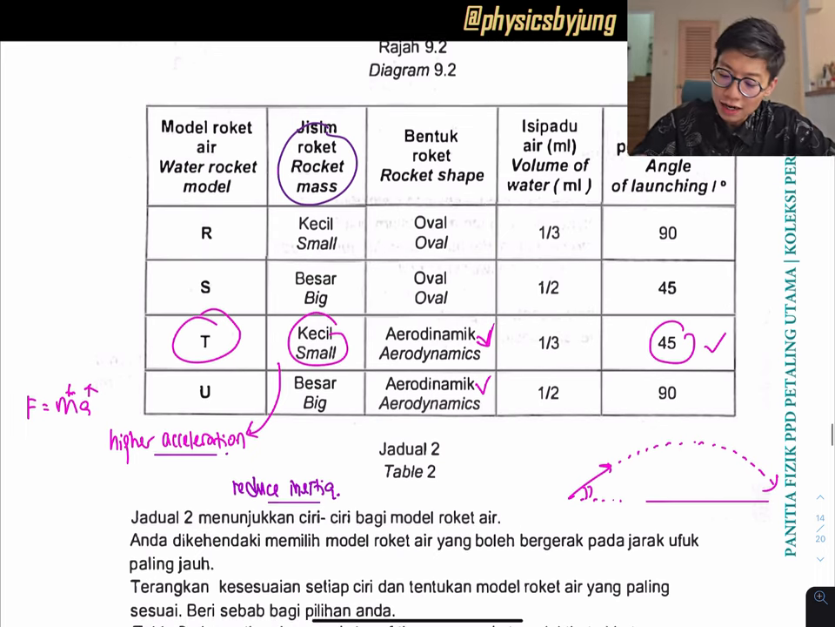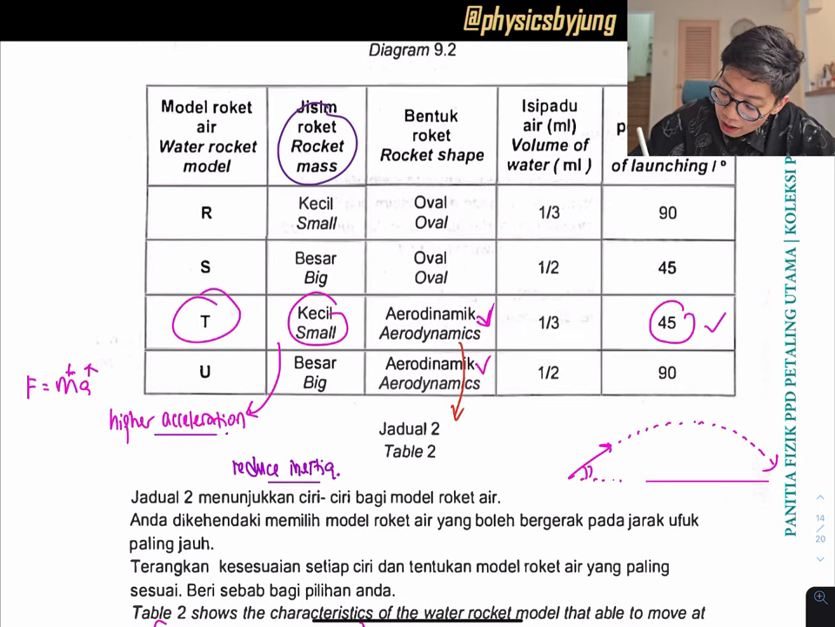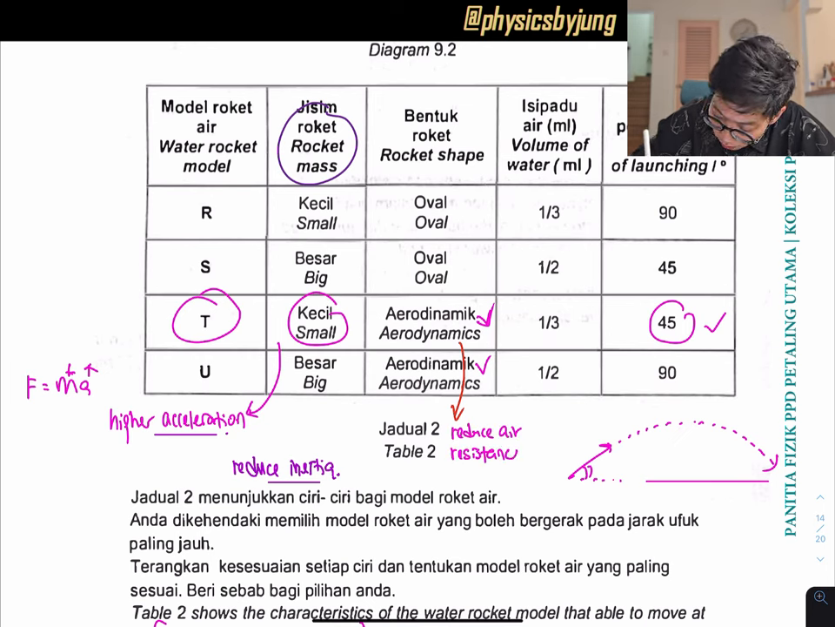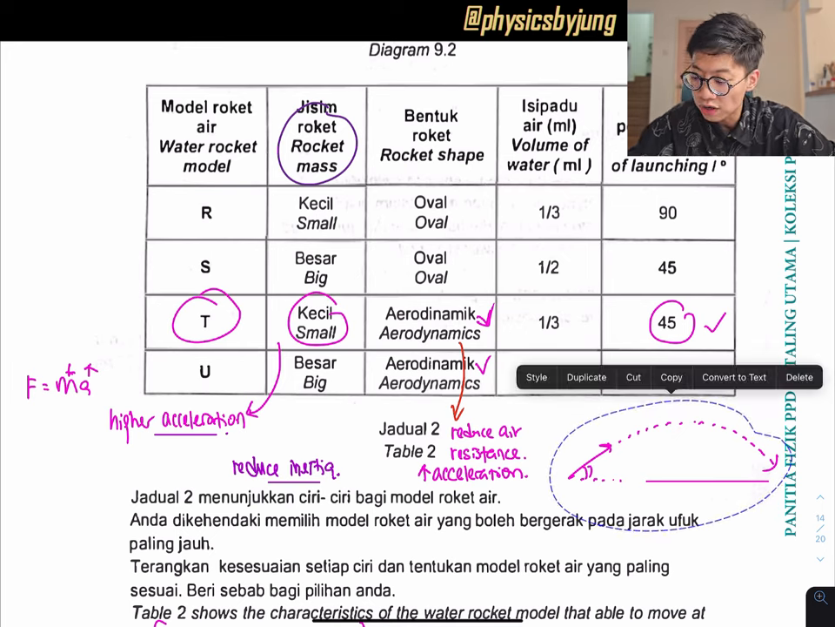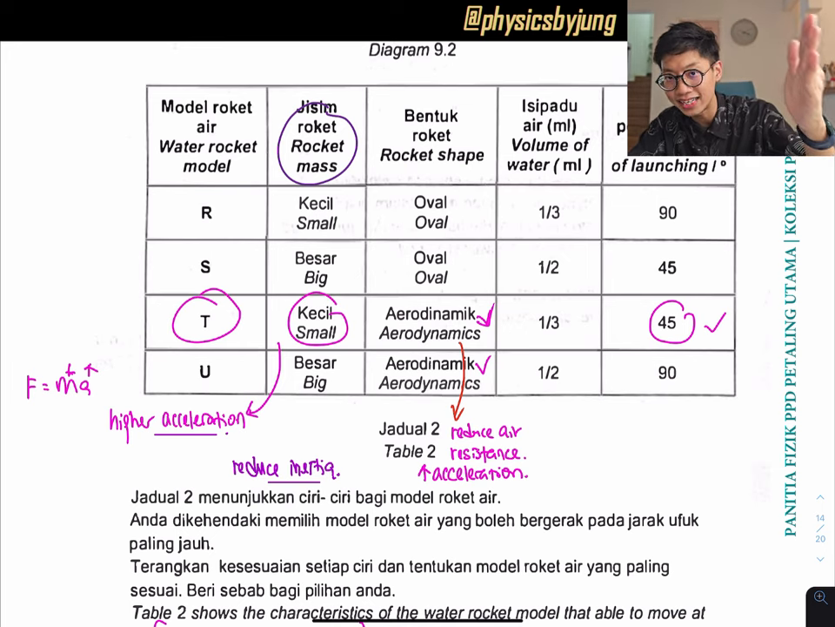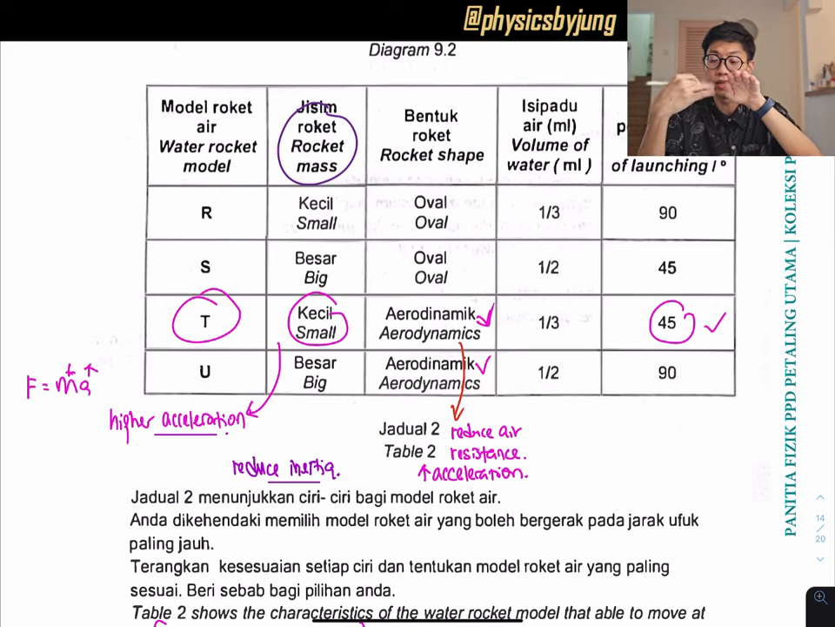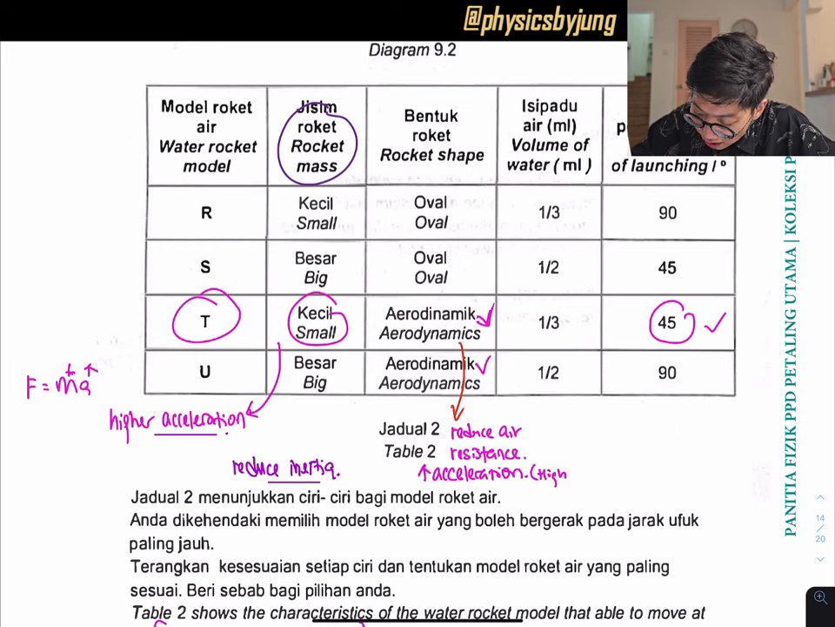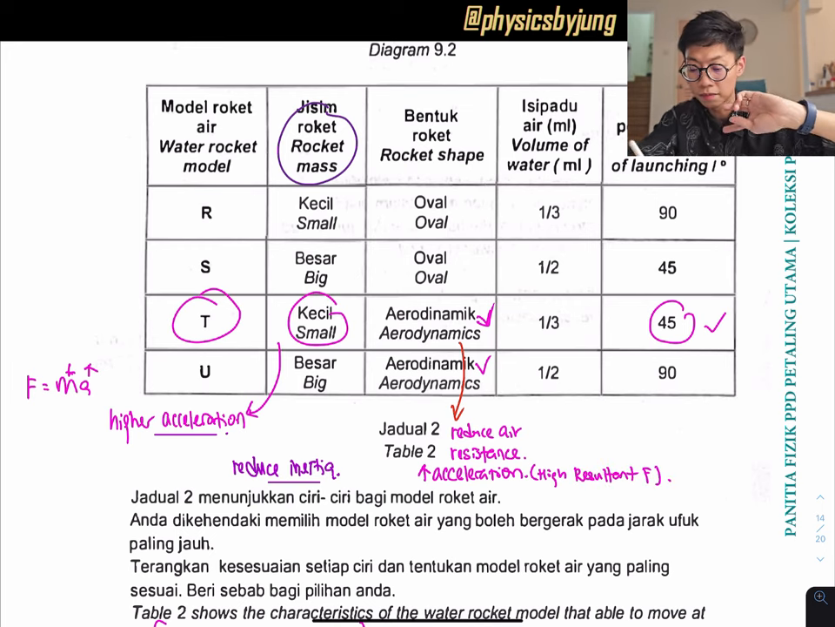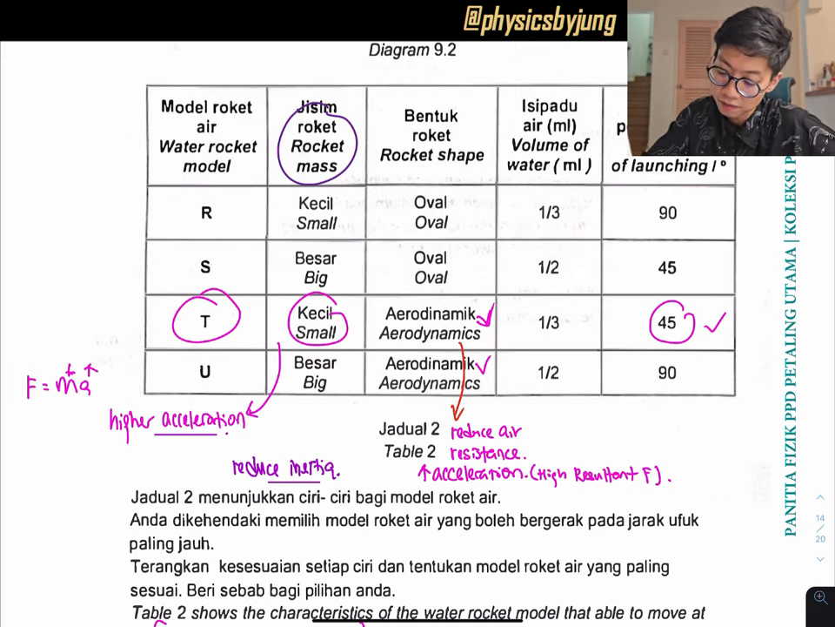Correct? Aerodynamic, standard answer, why? Because what I want to achieve here is reduced air resistance. So why do you want to reduce air resistance? You can say to increase the acceleration of the water rocket. When you have lesser resistance, it means you will accelerate higher, because there's lesser force fighting you, so you have a higher resultant force. In fact, you can also say you have a higher resultant force due to the decrease in air resistance.